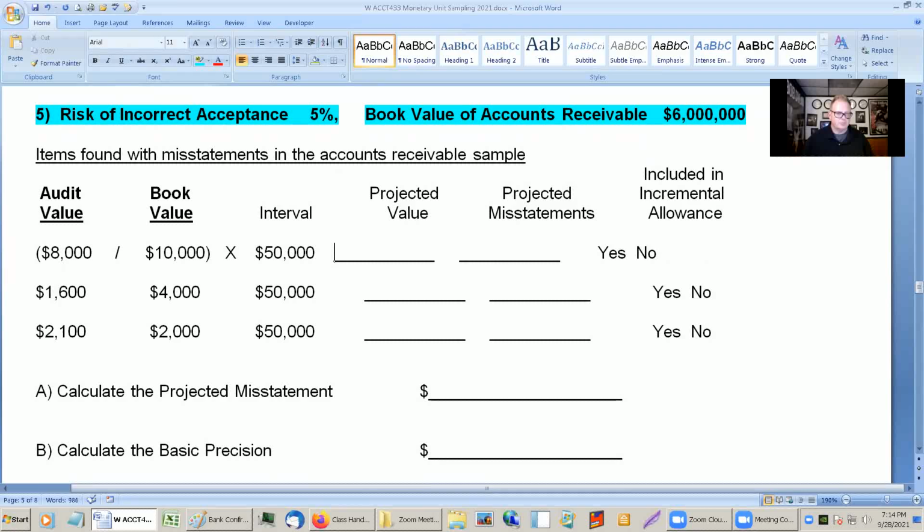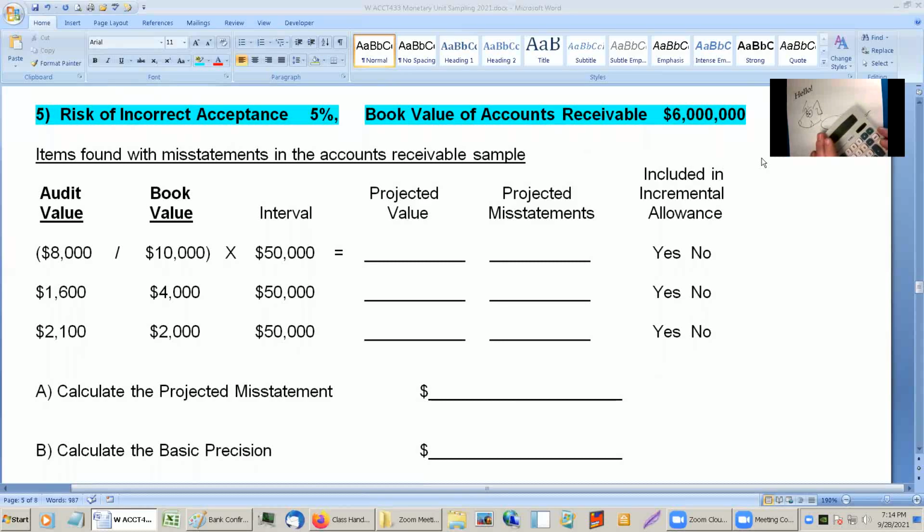All right, so we gotta get out the calculator, and I will go to the calculator camera. All right, so 8,000 divided by 10,000, that's 80% times 50,000. So here's what we're saying. We're saying that this interval really isn't worth 50,000. It's worth 40,000.